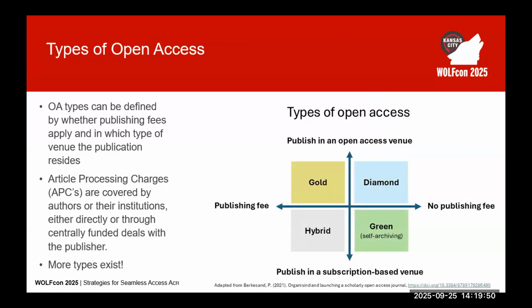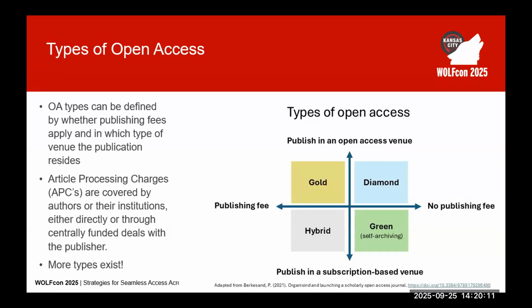And when we think about open access itself, there are also different types of open access. So typically they're defined by two different criteria. One is whether or not there's a fee associated with the publishing. Those fees are usually called article processing charges, or APCs. You'll hear them referred to.